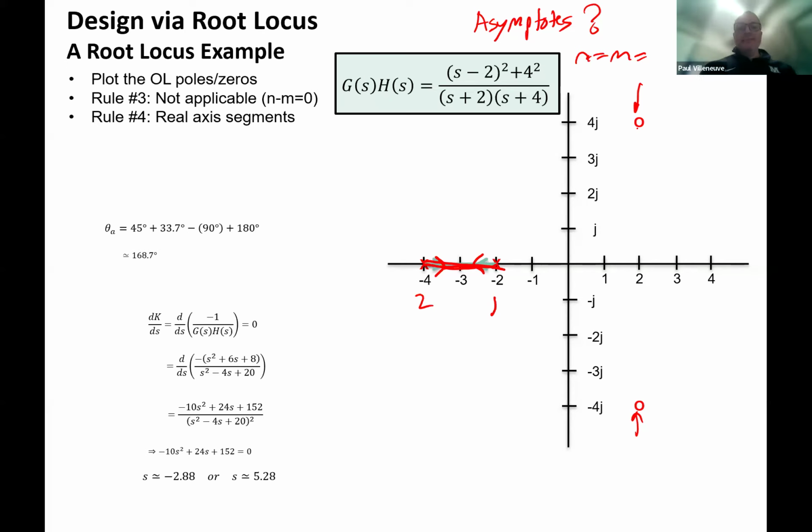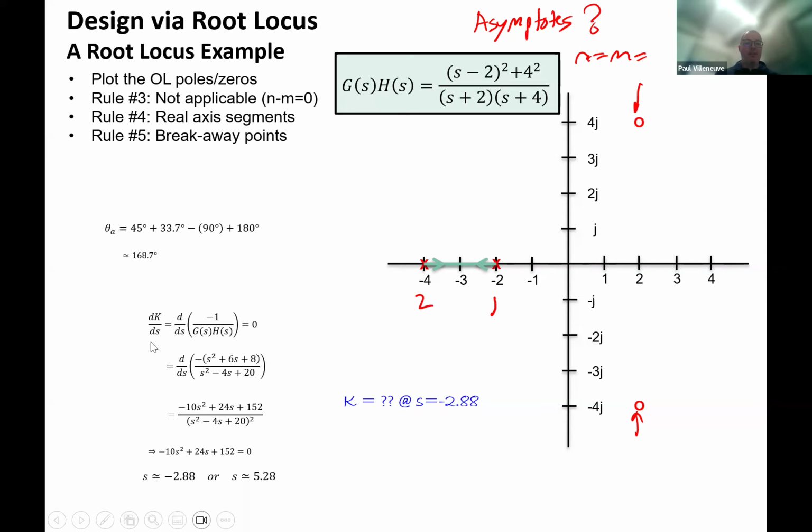So we have our points. Now we're going to calculate our breakaway points. So I'm going to solve this equation right here, the derivative of -1 over GH, and set that equal to 0. Does anybody not see how to get the derivative of that with respect to S? Do you need me to work it out, or do you feel like you can do it? Okay.